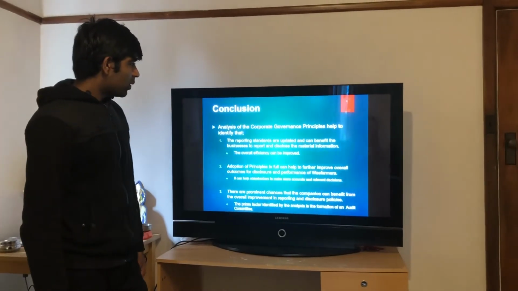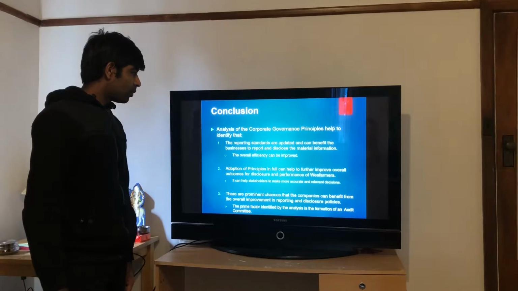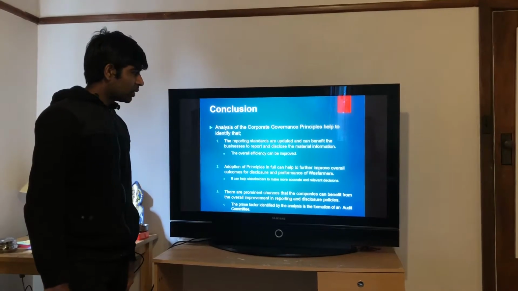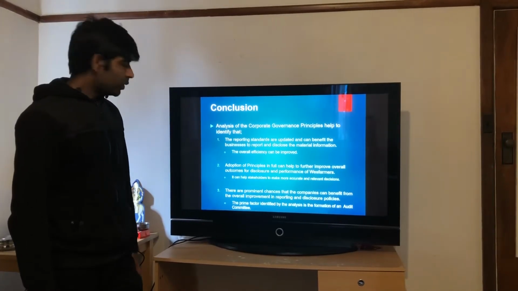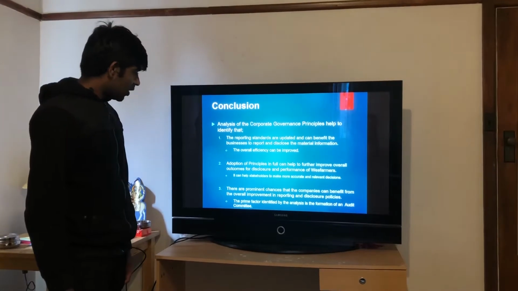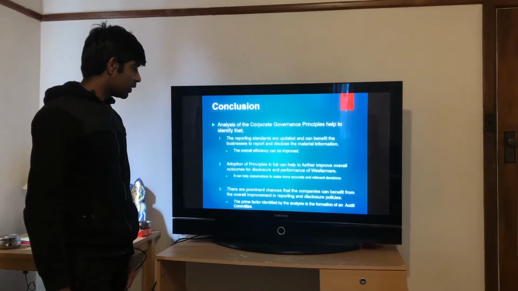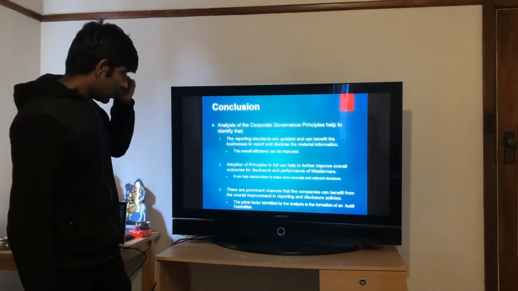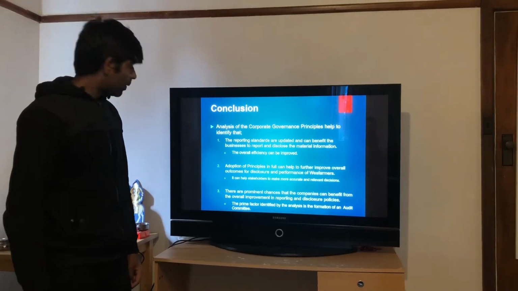Analysis of the corporate governance principles helps to identify that the reporting standards are updated and can benefit the business to report and disclose the material information. The overall efficiency can be improved. And the second one is the adoption of principles in full can help to further improve overall outcomes for disclosure and performance of the firms. It can help stakeholders to make more accurate and relevant decisions.